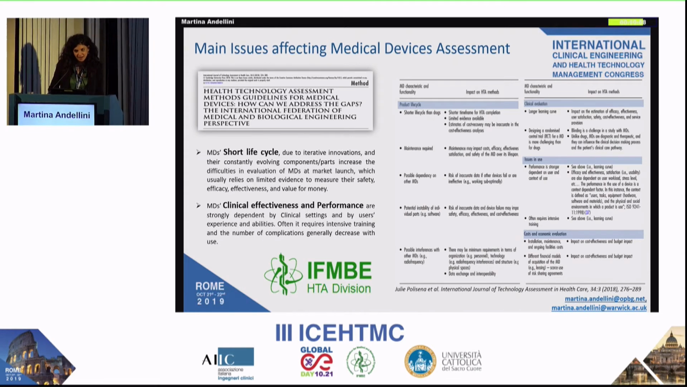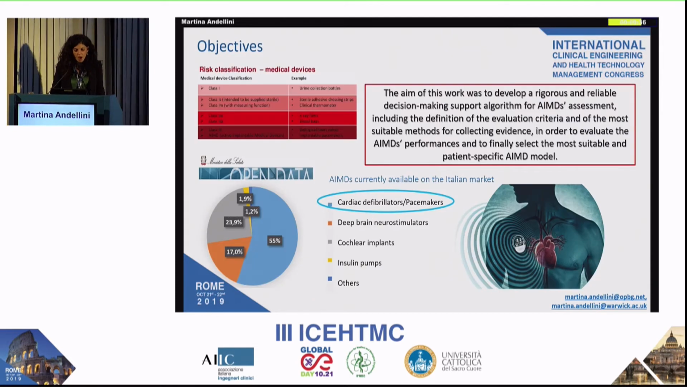And as Professor Clark mentioned before, we identified the main issues affecting the medical devices assessment, highlighting the short life cycle and the clinical effectiveness and performances that are strongly dependent on the clinical setting, the learning curve and the user's experience. So our hospital-based health technology assessment study focused on a particular class of medical devices, which are the highest risk medical devices, the active implantable medical devices.